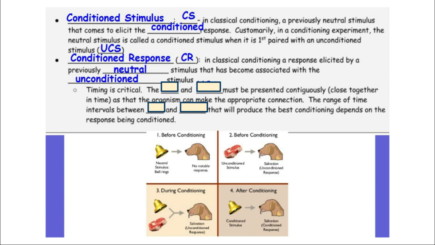So timing is critical. The conditioned stimulus and the unconditioned stimulus must be presented close together in time so the organism can make an appropriate connection. The range of time intervals between the conditioned stimulus and the unconditioned stimulus that will produce the best conditioning depends on the response being conditioned.